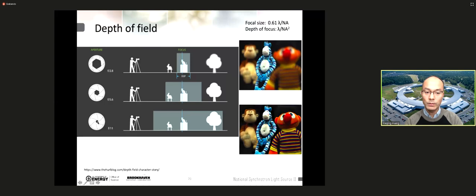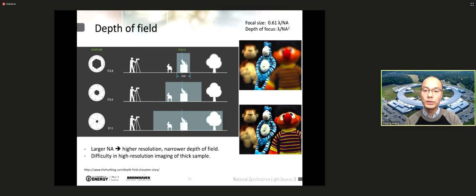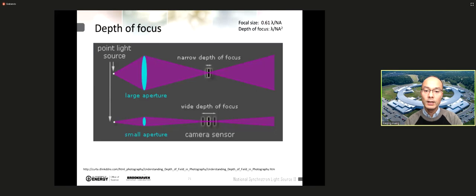If we reduce the size of the aperture, we are able to extend the depth of field and we can see different objects at different depths. So these two competing effects, the resolution and depth of field, make it very challenging, sometimes impossible, to achieve a high resolution image from a thick sample. And for scanning probe measurement, a very similar phenomenon will be found. In order to create a small focus, we have to use optics with large numerical aperture, but at the same time, the depth of field is shrinking. So again, it's very challenging to obtain a high resolution image from a thick sample.